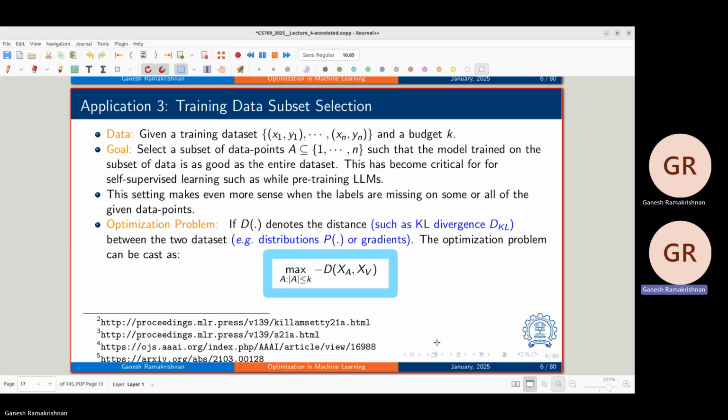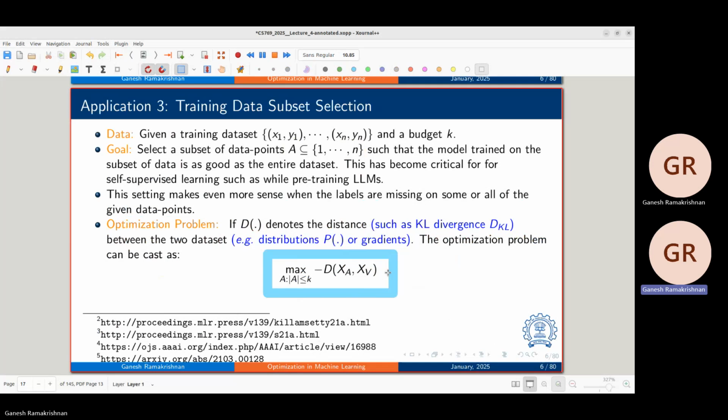Okay, so overall, this is all detail. This is basically the high level view. I want to maximize minus D, where D is basically a distance, such as KL divergence. Minus D could also be mutual information between X_A and X_V. So now you're looking at a subset. Earlier we were only looking at a Y and an X. Now we have generalized the problem. We're saying I could have a subset of X, but I could also have a subset of Y.